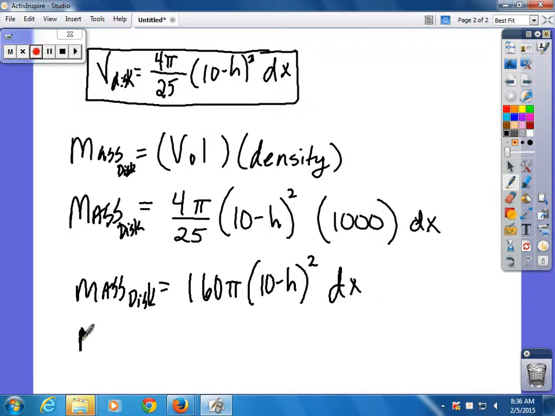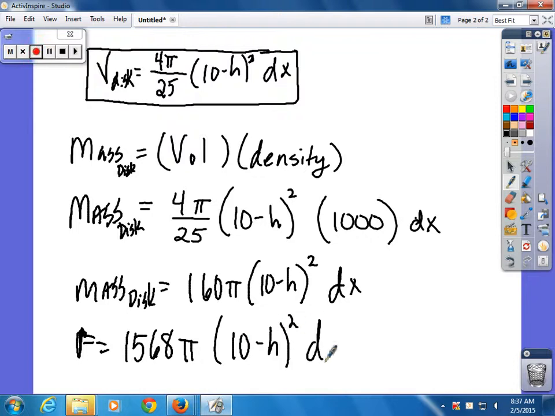So force is equal to 1568. Y'all check my math. Times 10 minus h quantity squared dx. And now you're ready to set up your integral. Because that's it. The only thing you need to do now is, you can change that to x or y or whatever you want to. It doesn't really matter. You're going to take the derivative of it. So you're going to use the chain rule.